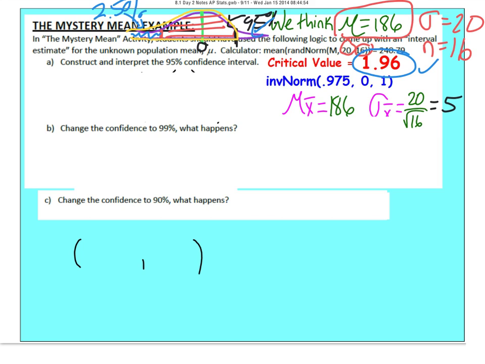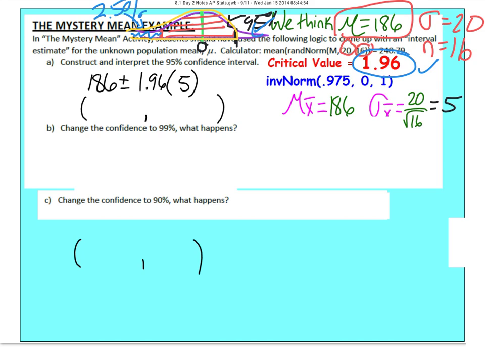So to construct the confidence interval, I'm going to take the point estimate, plus or minus the critical value times the standard deviation. And what I would end up writing is this right here. Our 186 is our mu of x bar, plus or minus the critical value I computed times the standard deviation. I could actually compute this and get the interval.